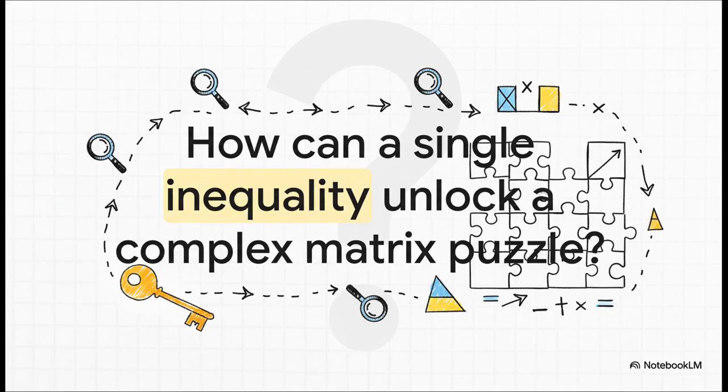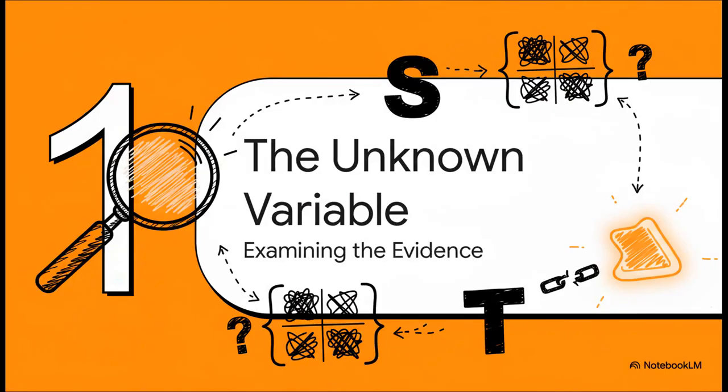Our mission is to follow this one single thread of logic all the way to the answer. All right, let's get into it and examine the evidence. We're dealing with two linear transformations, S and T. You can just think of them as operations that stretch, squash, or maybe rotate vectors in space. We have the matrices that define them, and here's the catch: there's a crucial variable missing.